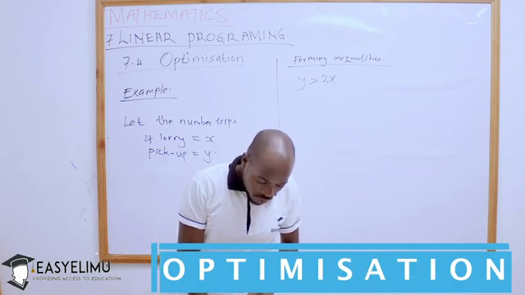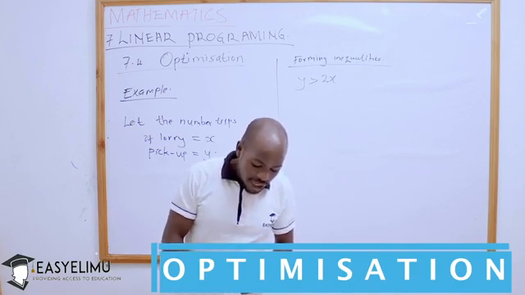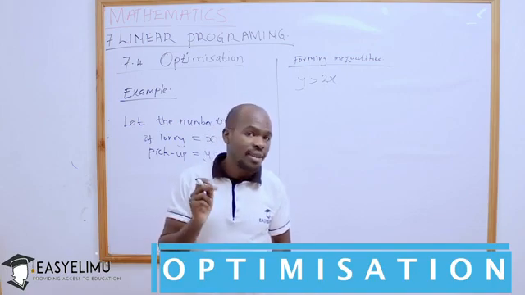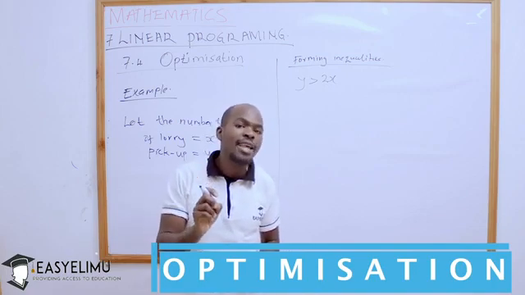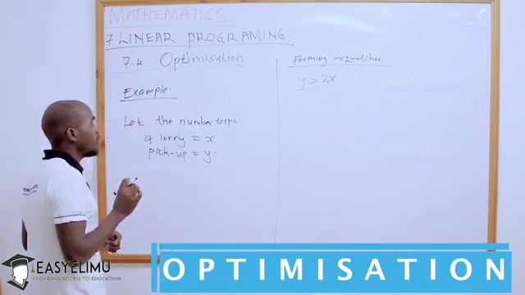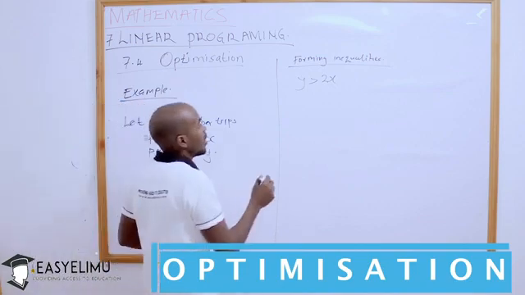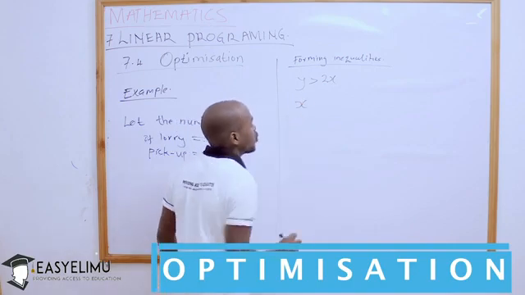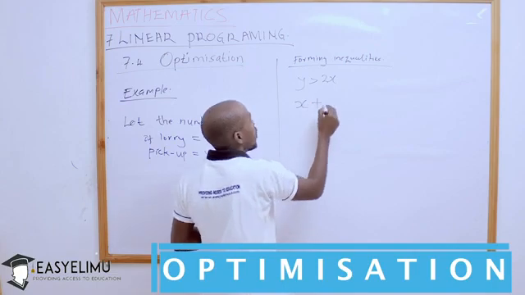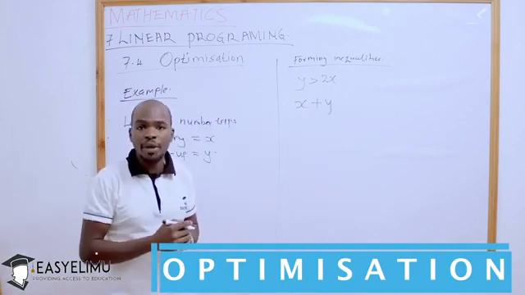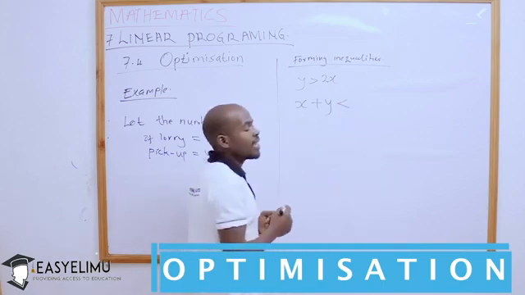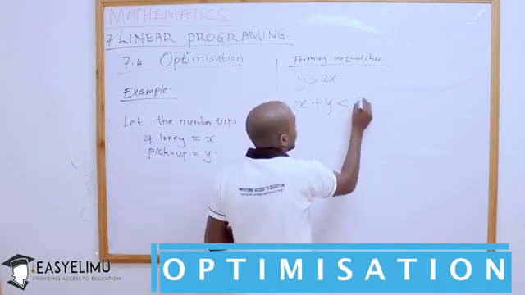From the question again, we have been told that the total number of trips has to be less than 30. It means it is either 29 and below. So if that is the case, if we take the total number of trips that the lorry makes and add to that the total number of trips that the pickup makes, then we must get less than 30 trips.